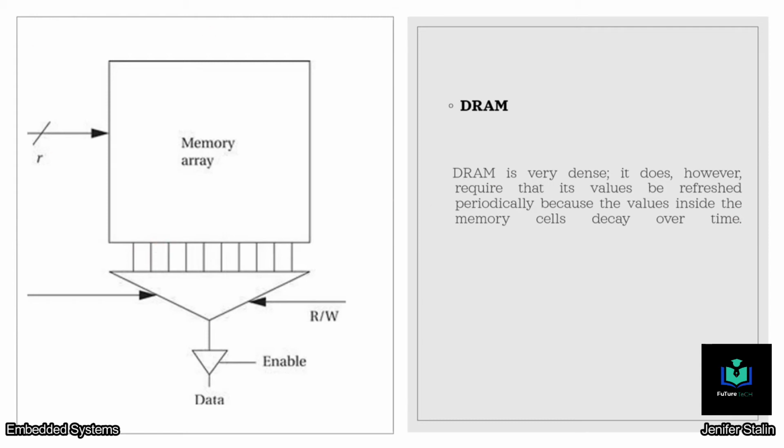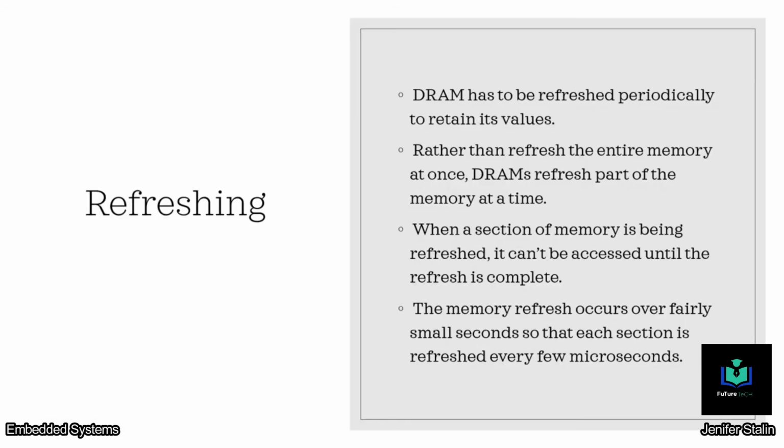So next we can see why refreshing is important in DRAM. Refreshing the DRAM is very important to retain the values of the bits. So DRAM has to be refreshed periodically to retain its values. Rather than refresh the entire memory at once, DRAM refreshes part of the memory at a time. It won't refresh the entire DRAM cells. It will refresh only one cell at a time. That means one column and row is refreshed at a time.